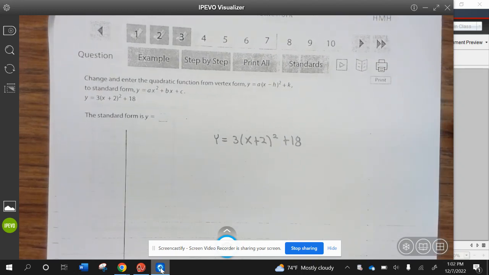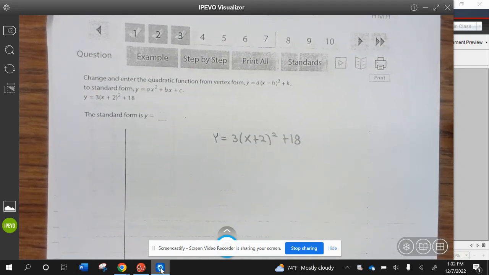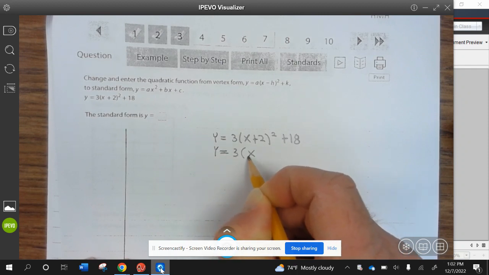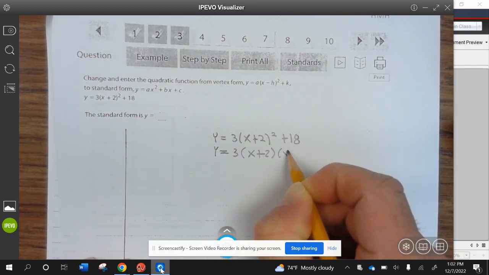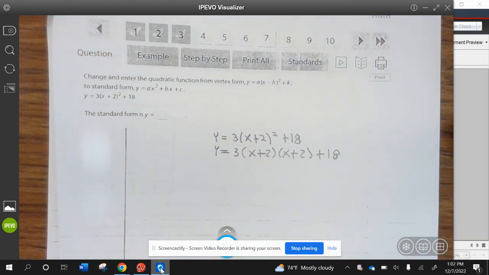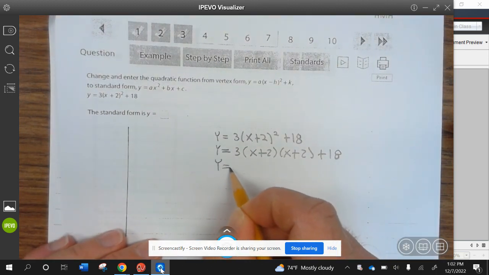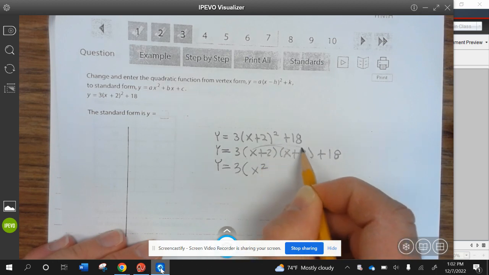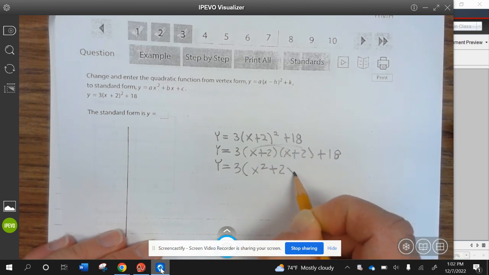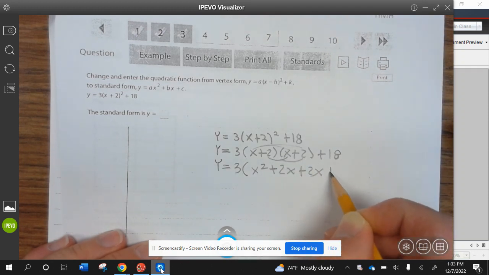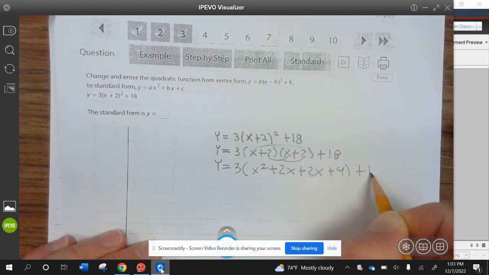Change and enter the quadratic function from vertex form to standard form. So again, we need to simplify this. So that's y equals 3 times x plus 2 times x plus 2 plus 18. So then that's y equals 3. We're going to FOIL. X times x is x squared. X times 2 is plus 2x plus 2x plus 4 plus 18.